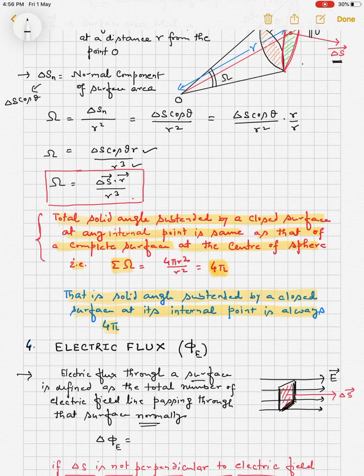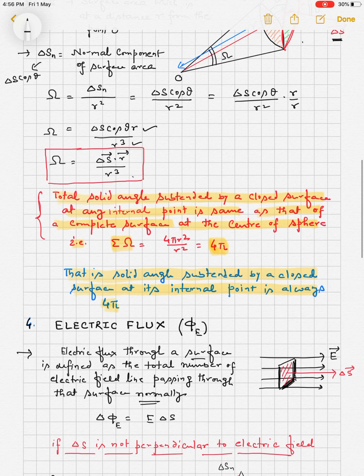Here there is a uniform electric field. So delta phi E will be, in magnitude form, E into delta S. That will be the electric flux, and it is represented by the symbol phi E, with E as a subscript, because later on we will study magnetic flux. To avoid confusion, here I am using phi E. So delta phi E is equal to E delta S.